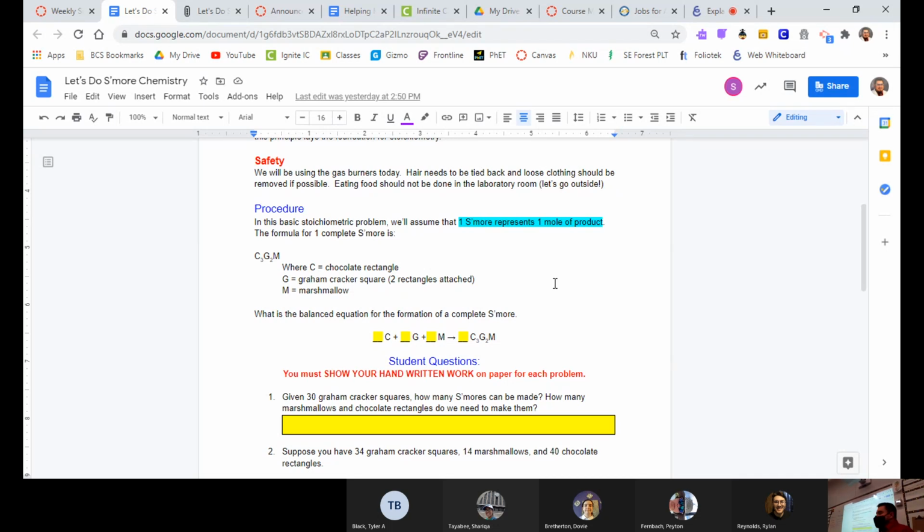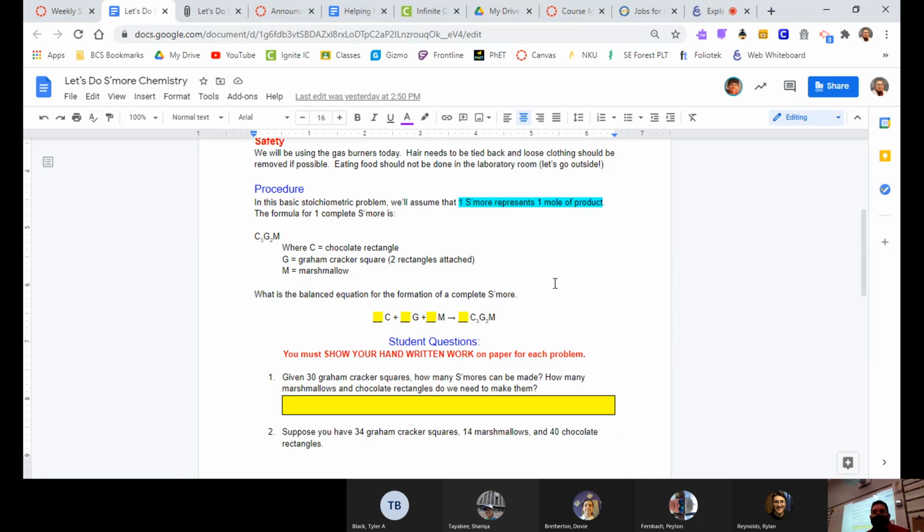All right, so procedure. A couple of things that we need to understand for today. I want to be very clear about this: it is not super accurate with chemistry, because this is a s'more. This is not a chemical compound, but it represents a chemical compound. It has different elements to the s'more as a compound. So just be careful with that, but we're going to try to understand the math and the exact same process that we would do for an actual chemistry problem. We're going to assume that one s'more represents 1 mole of s'more.